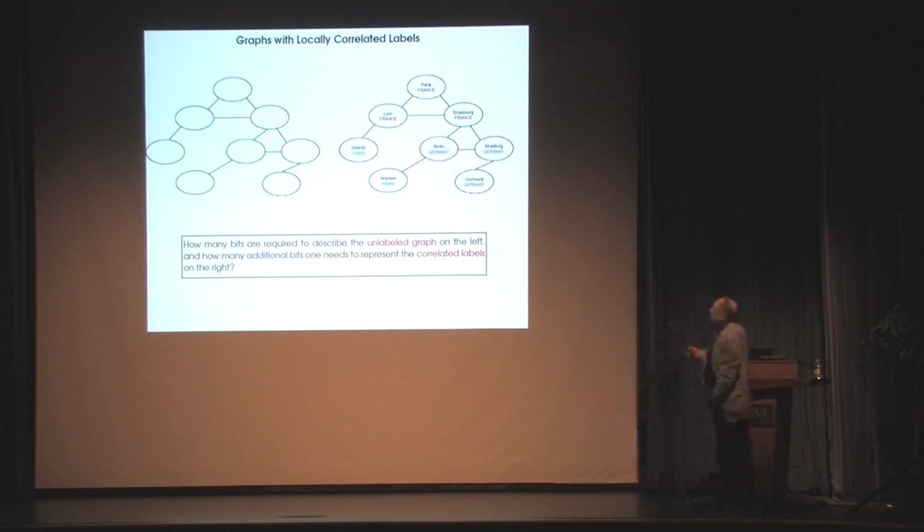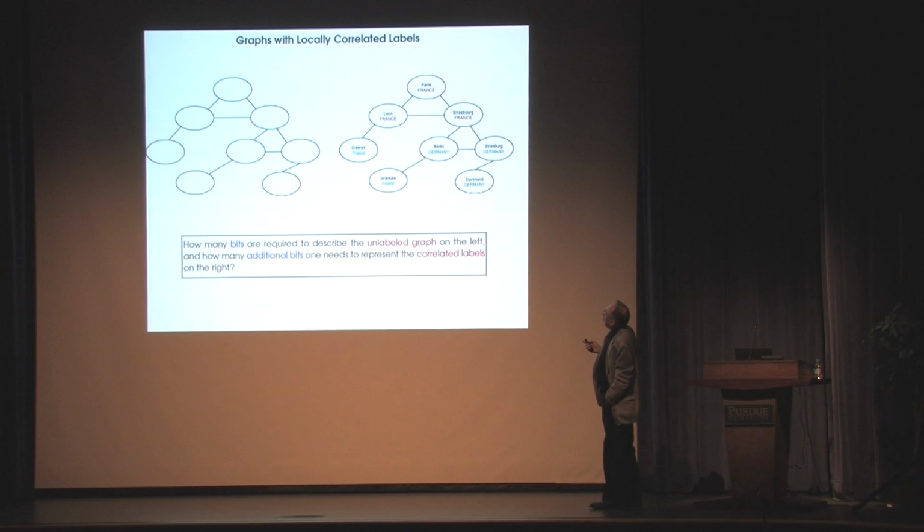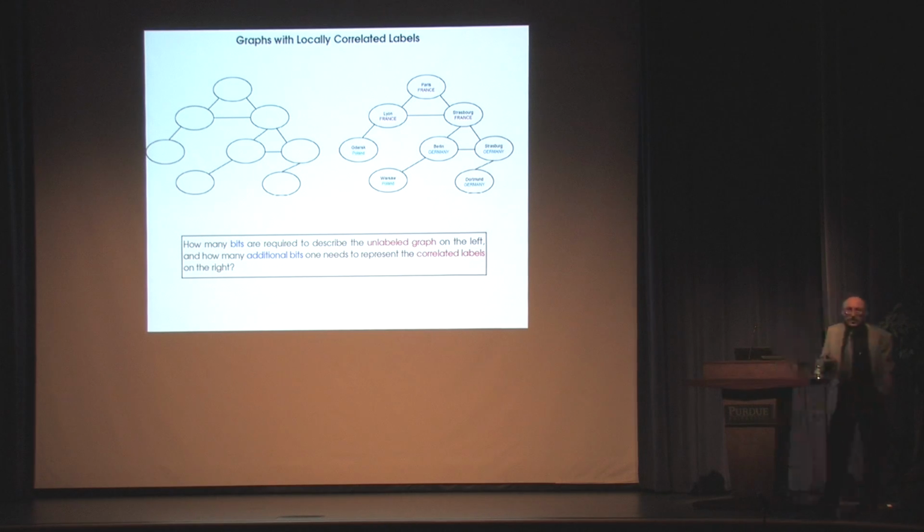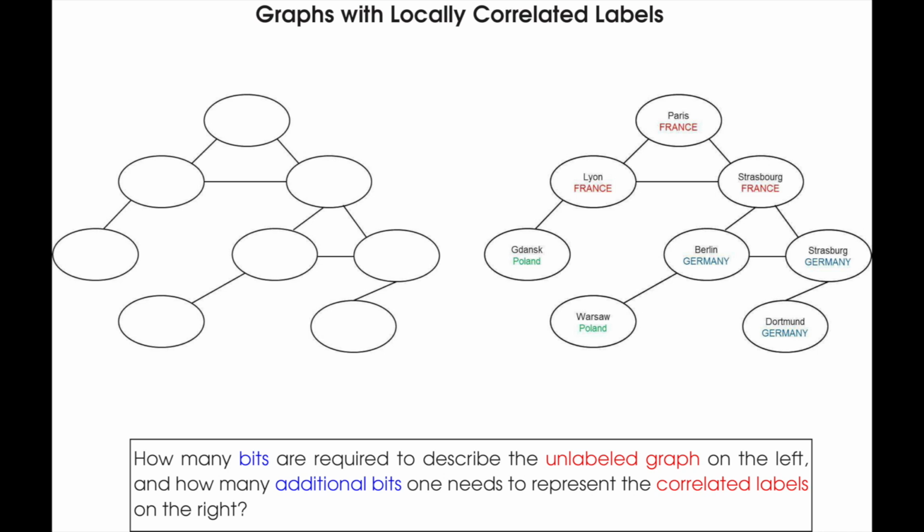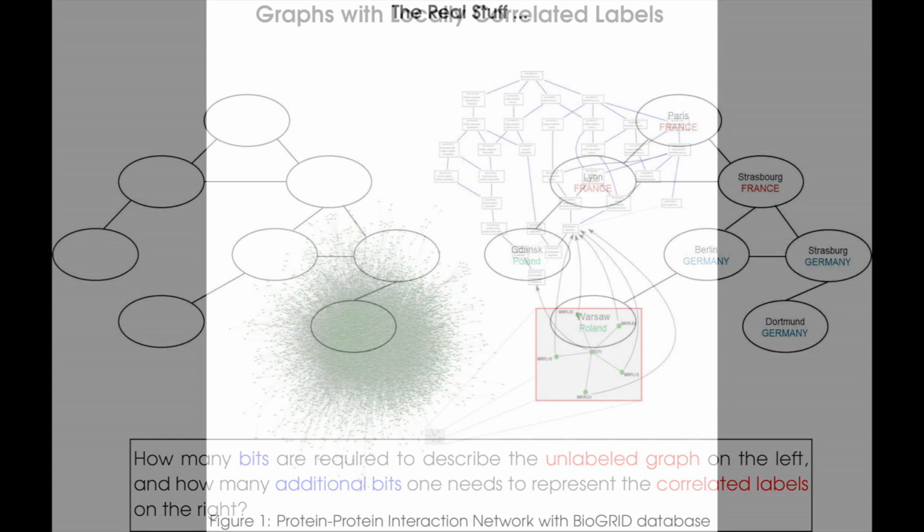A more interesting question is, okay, let me put some labels into these bubbles. And actually, the labels that I put are city names in Europe. Some of them are in the same country, France. This is Germany, this is Poland. Now, these three bubbles have different first parts, but the same second part. They are locally correlated. The question is, how many bits do we need to describe this one? We have a postdoc who is actually working on this problem, but today I want to tell you a little bit about how many bits I need to describe what we call an unlabeled graph.